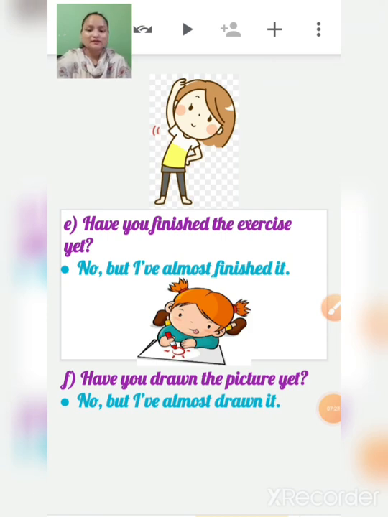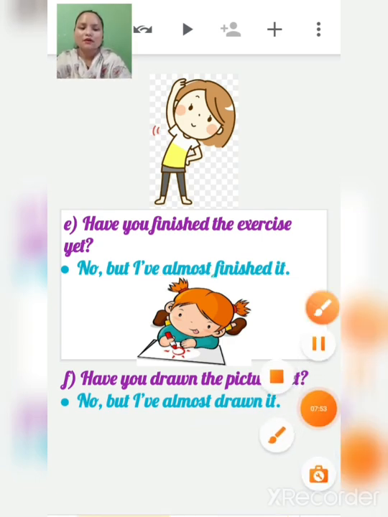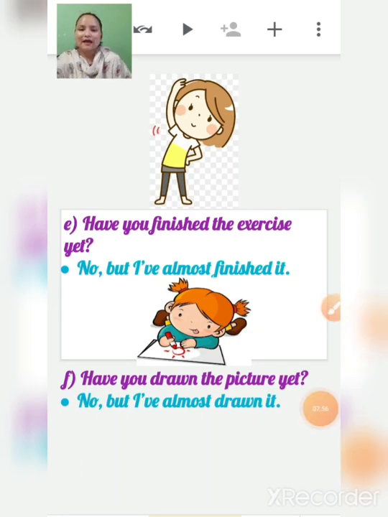Now E. Have you finished the exercise yet? No, but I have almost finished it. F. Have you drawn the picture yet? No, but I have almost drawn it. Now, this chapter is all about just and almost, and how you have to reply using just and almost.